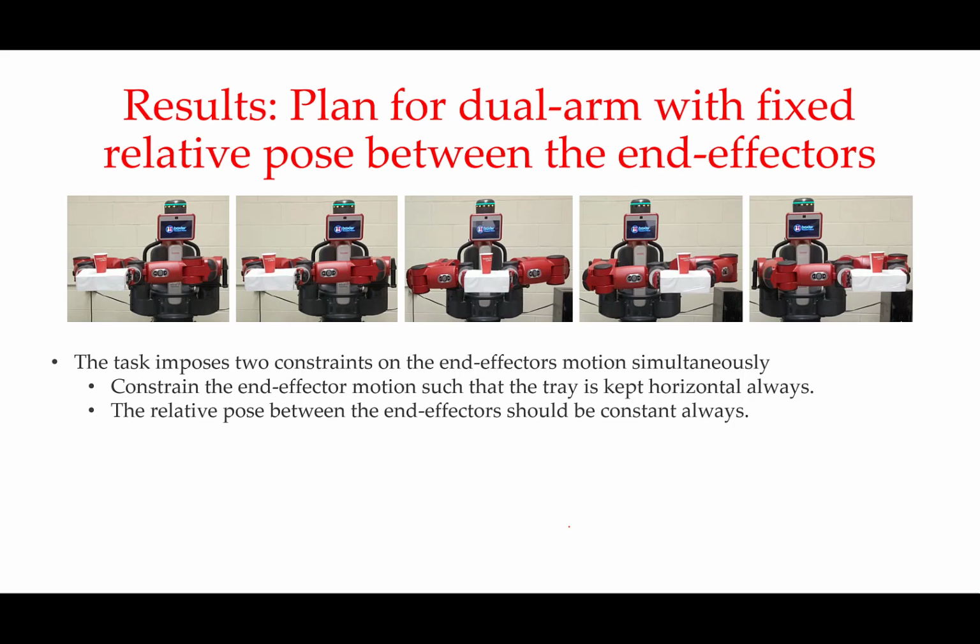We will now look at a planning problem for a dual-armed manipulation task for serving a drink on a tray. In this task, there are two constraints that have to be imposed on the end effector motion simultaneously. First, the end effector motion has to be constrained such that the tray is always kept horizontal. Second, the relative position between the two end effectors should always be constant so that it doesn't drop the tray.